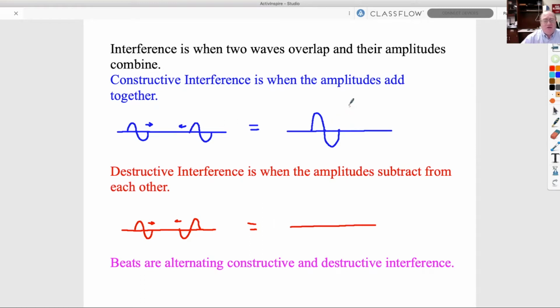Admittedly, sound is a longitudinal wave that has compressions and rarefactions. But if you graph a longitudinal wave, the compression becomes a crest and the rarefaction becomes a trough. And so it looks like a transverse wave.